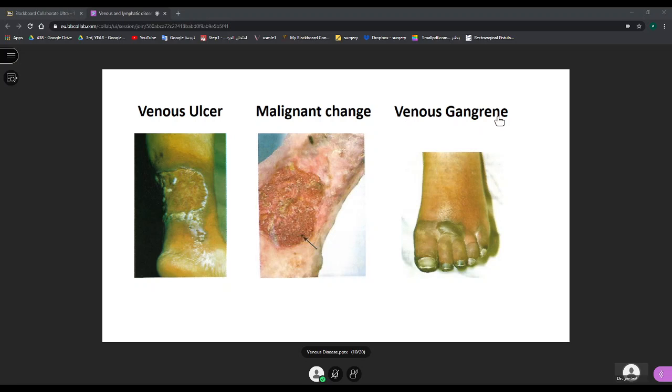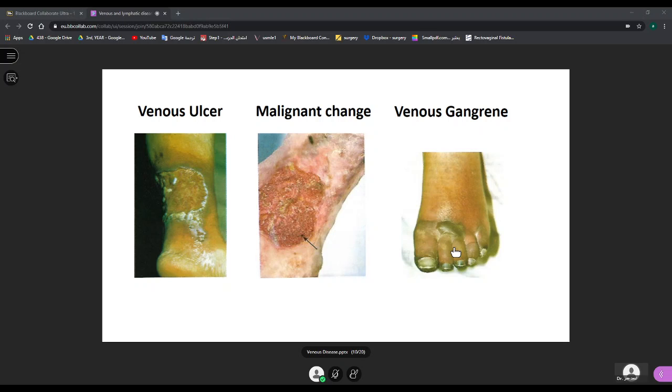As you can see here, we call it what? A venous gangrene or venous ischemia. This condition is known as venous gangrene or venous ischemia, indicating that the primary abnormality is not in the arteries. The primary abnormality is in the venous swelling. Venous swelling actually resulted into this condition. Okay.